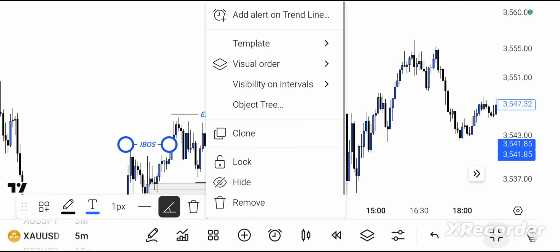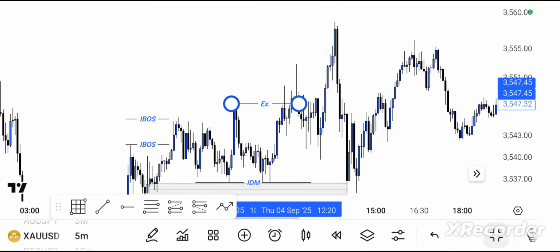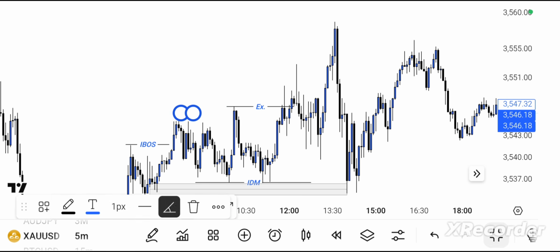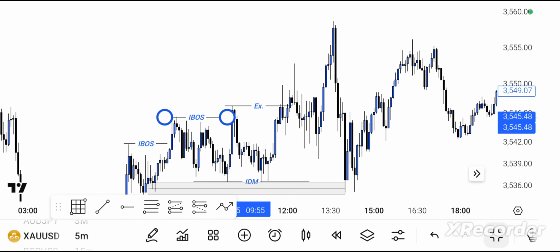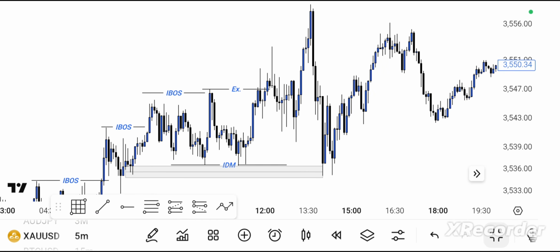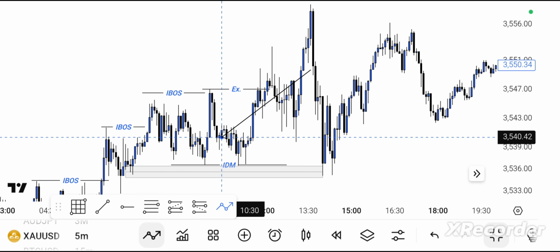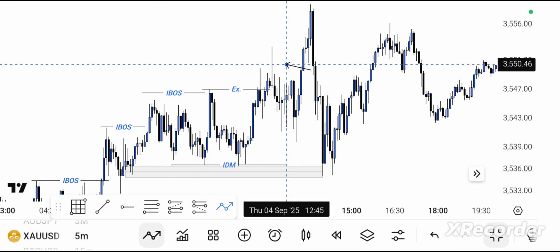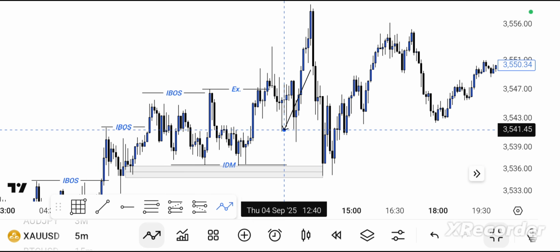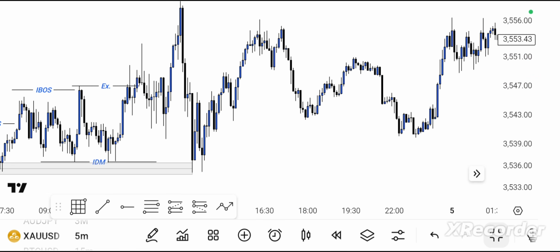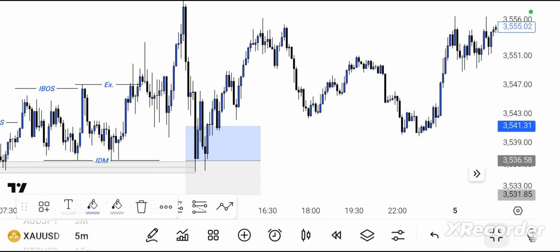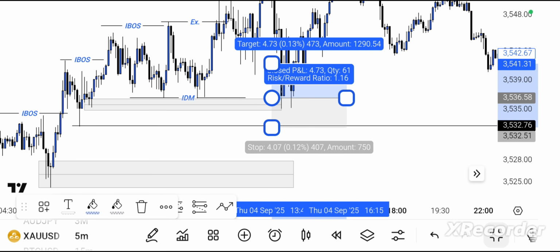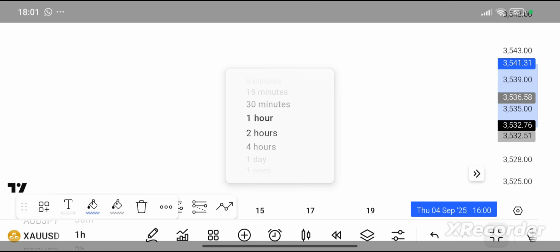So I have to clone this. This becomes an extension, and this becomes an IBOS. Now if you pay close attention, you find out that for this IBOS there is no other block here. You can see that this extension inducement mitigated it before a breakout right here. So my other block right here still stands, and you can see how the market came back and mitigated it. So my SL goes at the next week right here. Straight down to 1 hour, so we can get a bigger screen.